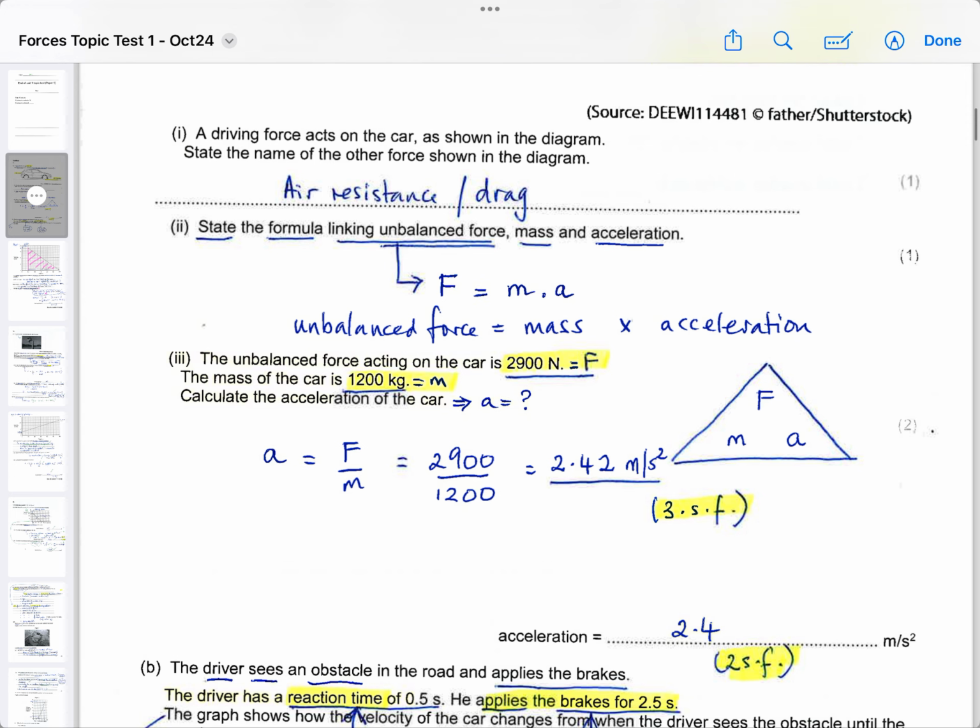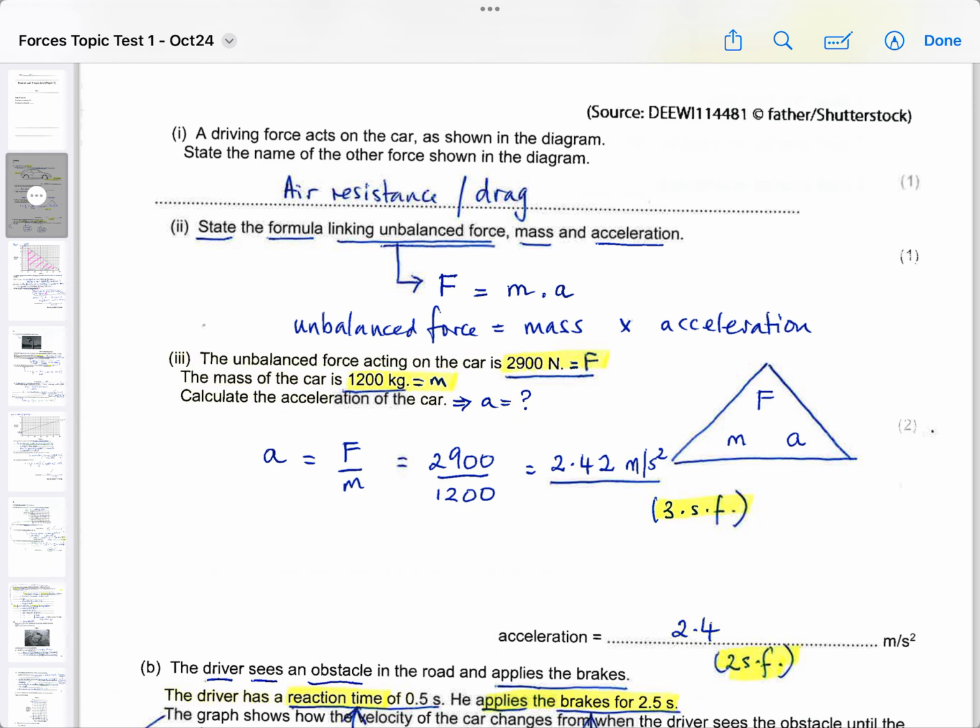Okay, when there's an unbalanced force, the object will accelerate, and the acceleration will be in the direction of the unbalanced part of the force. They've given you the force, so I'll show you how I highlight the key points in the exam. I'm writing F equals 2,900, and the mass of the car, M equals 1,200 kilograms. Now all I have to do is use the triangle method to work out that acceleration is force over mass. Divide one by the other, you get 2.42 if you do it to three significant figures.